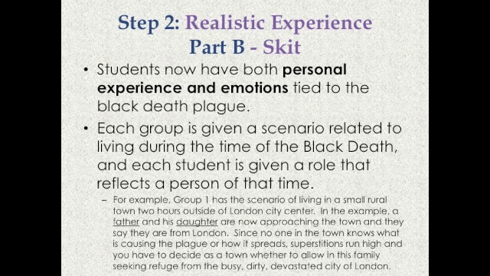Part B of the realistic experience for students is a skit. Each group is given a scenario related to living during the time of the Black Death, and each student is given a role that reflects a person of that time. For example, Group 1 has the scenario of living in a small rural town outside of the London city center, where a father and his daughter approach and say they are from London. Since no one in the town knows what is causing the plague or how it spreads, superstitions run high. Students decide whether to allow in this family seeking refuge and demonstrate their decision through a short skit.